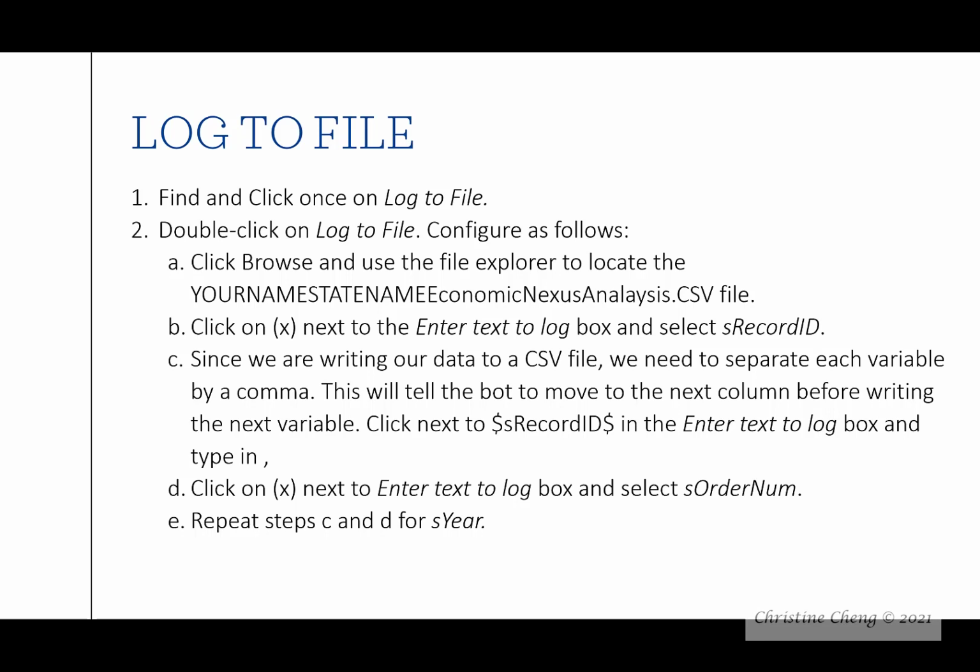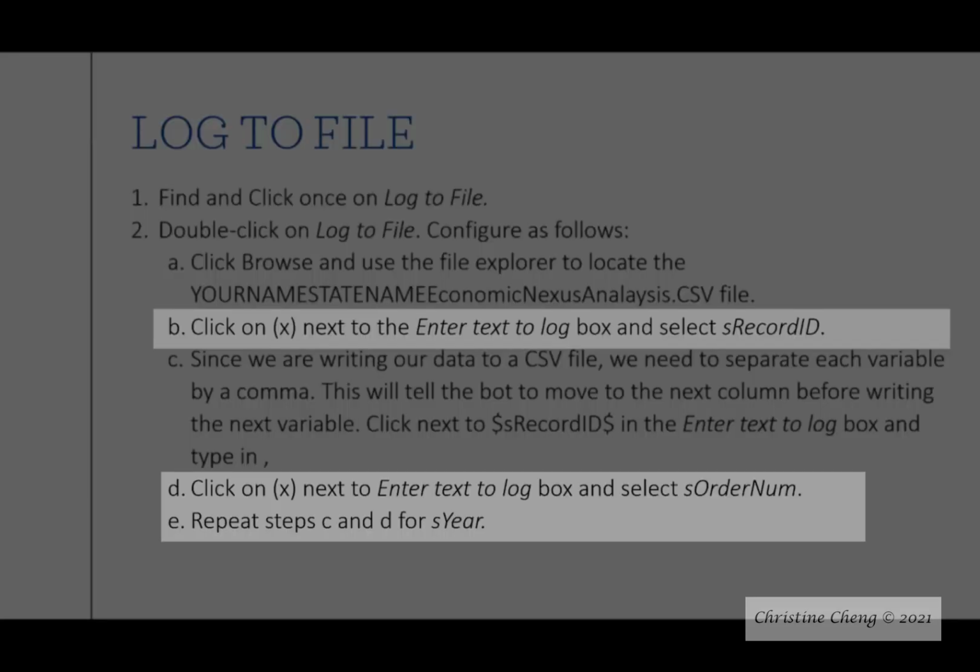In our header row, we simply typed in the header row, separating it out by commas. But for this purpose, because our data is going to change for each row that we're going to be writing into our CSV file, we're going to use our variables.